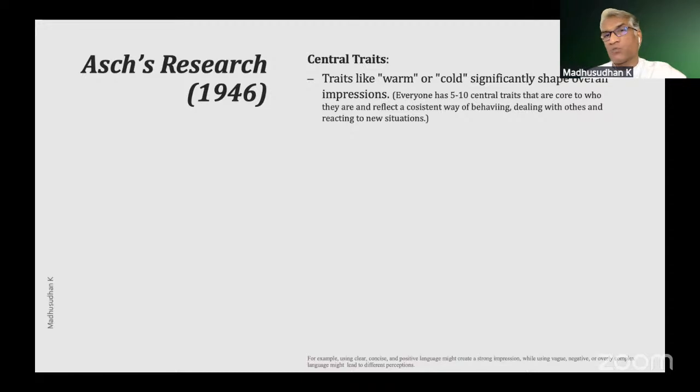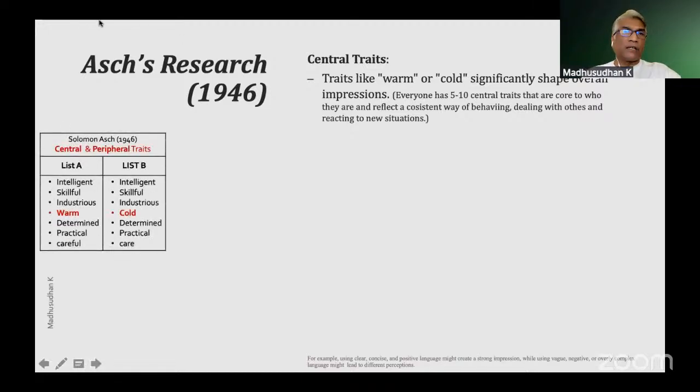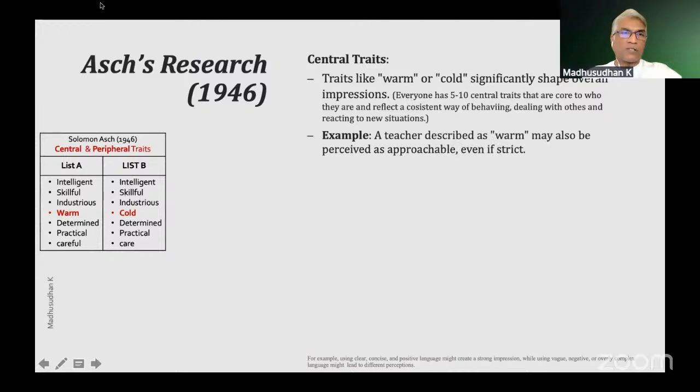Every individual has 5 to 10 central traits. This is given by Solomon Asch, and he said 5 to 10 central traits that are core to who they are and reflect a consistent way of behaving, dealing with others, and reacting to new situations. I'll show you with an example. This is the list given to the participants by Solomon Asch. Central traits and peripheral traits were combined, and he had list A and list B. Can you see this on the left side of the screen?